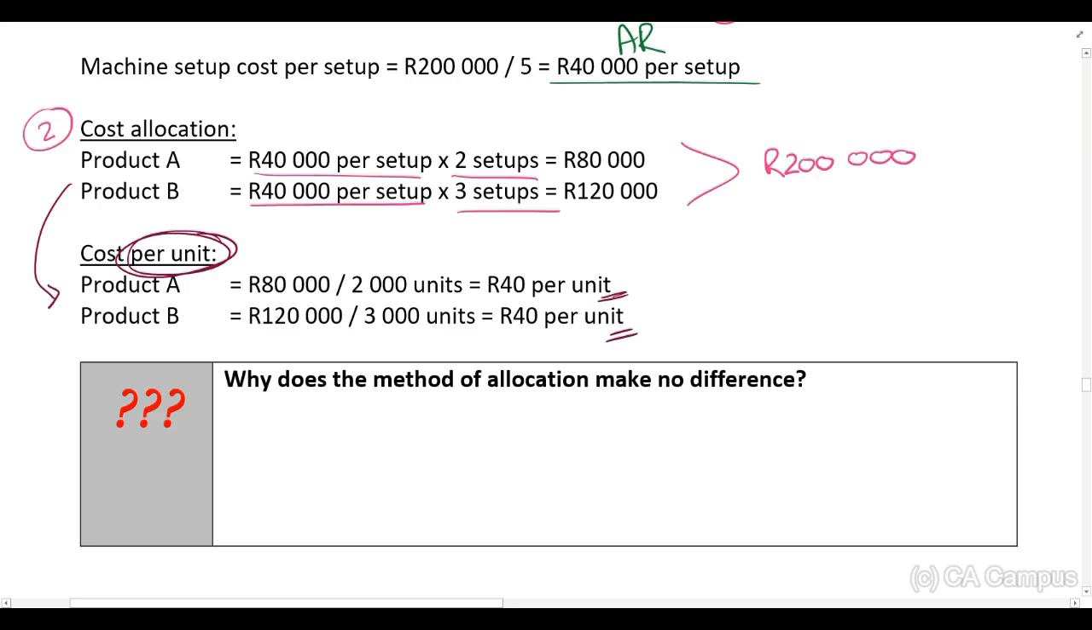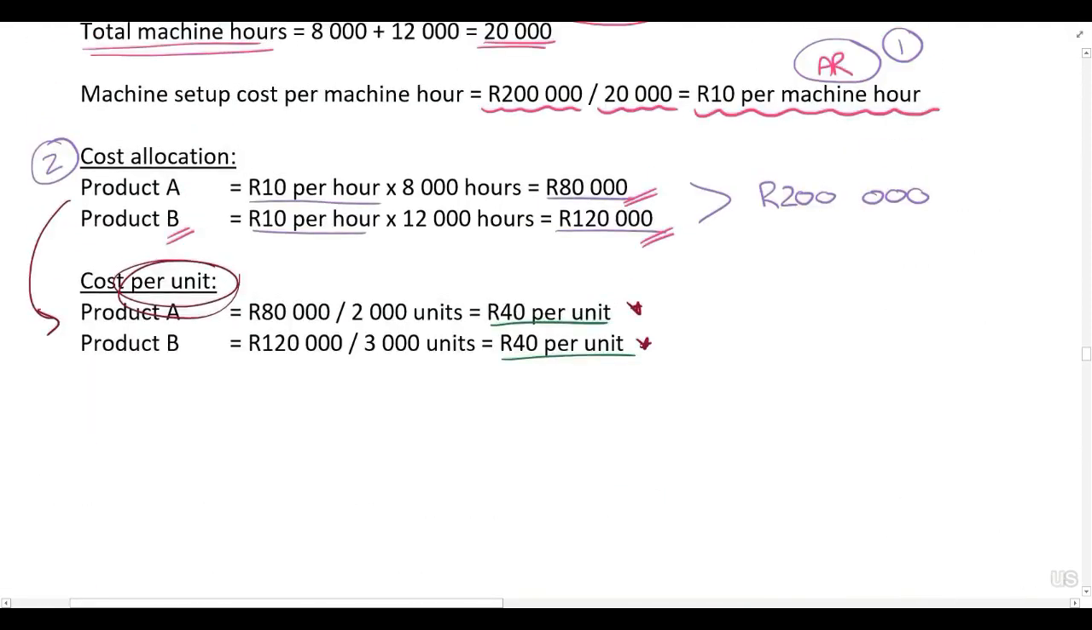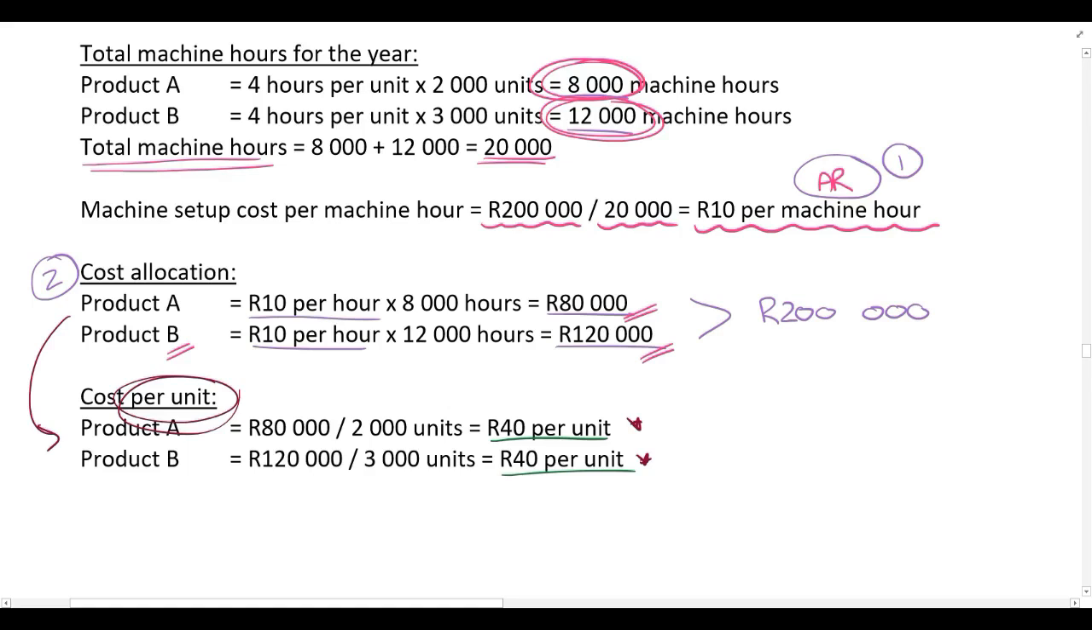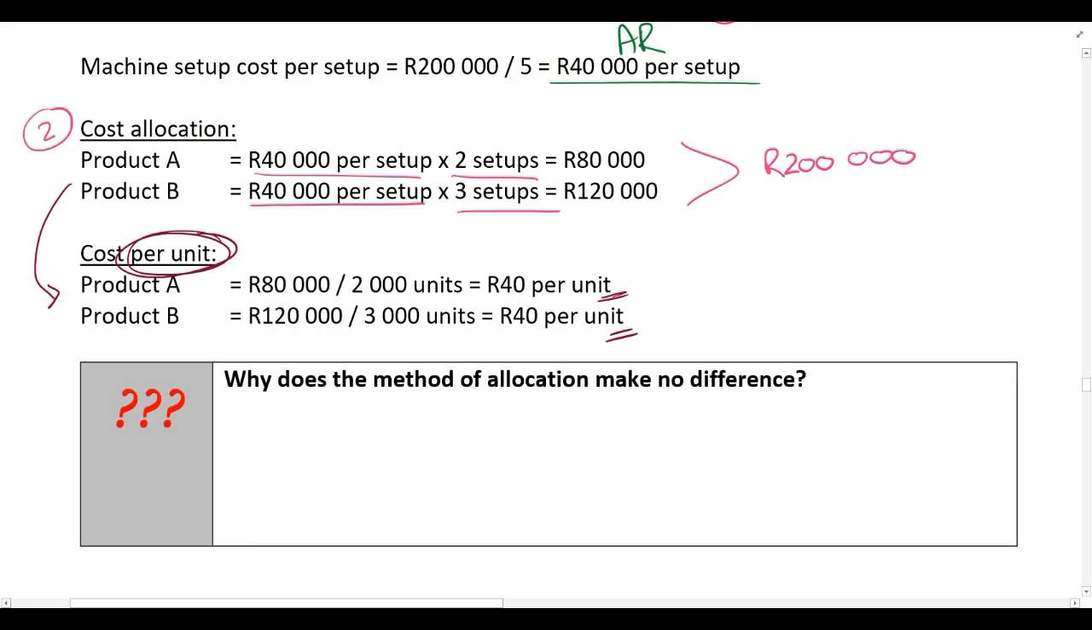Okay. Now, the reason why this example over here is so important: we saw using traditional costing, for both of the products, I get a cost of 40 Rand per unit. And using activity-based costing, for both of them, I get 40 Rand per unit.